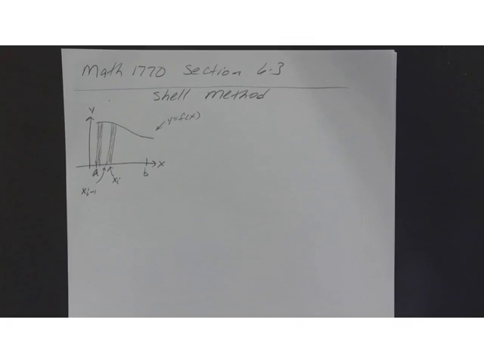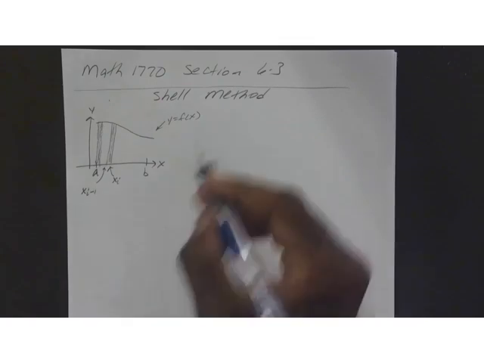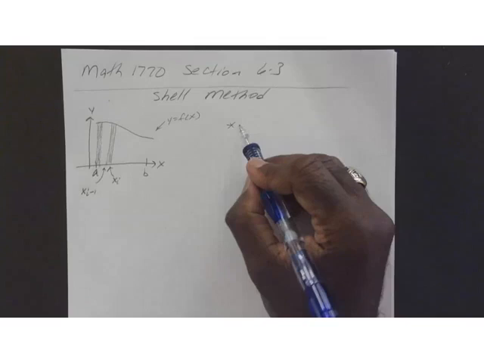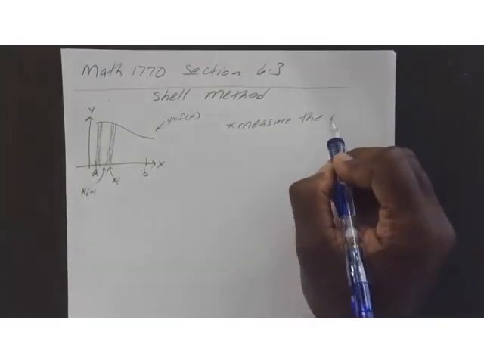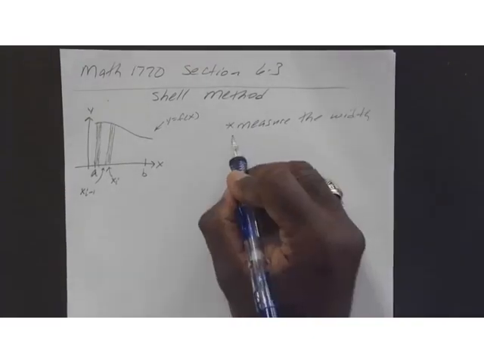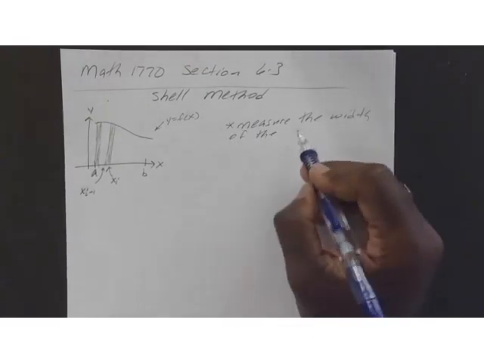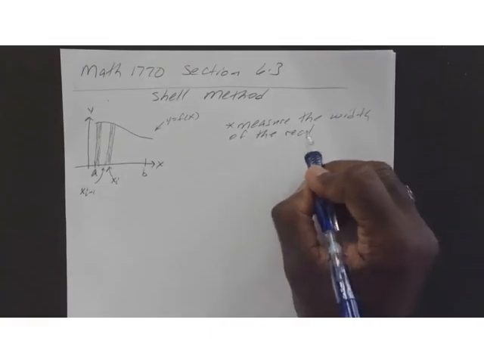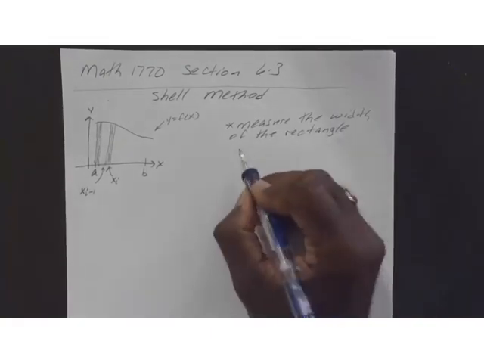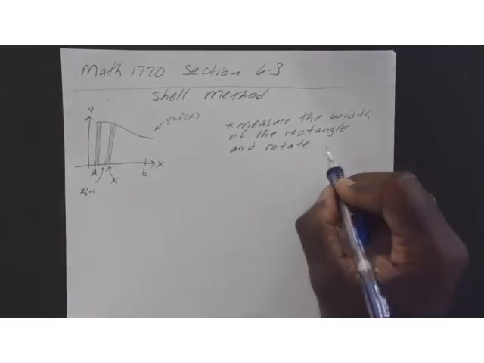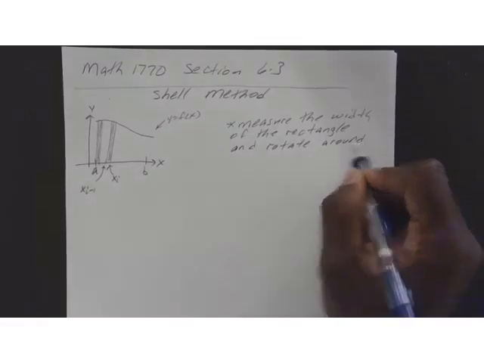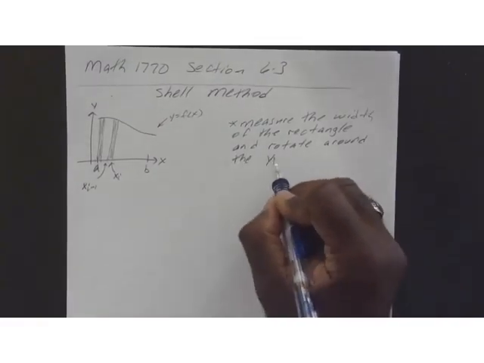Okay. With the shell method, what we do is we measure the width of each of those rectangles and we spin it around the y-axis. Measure the width of the rectangle and rotate around the y-axis.